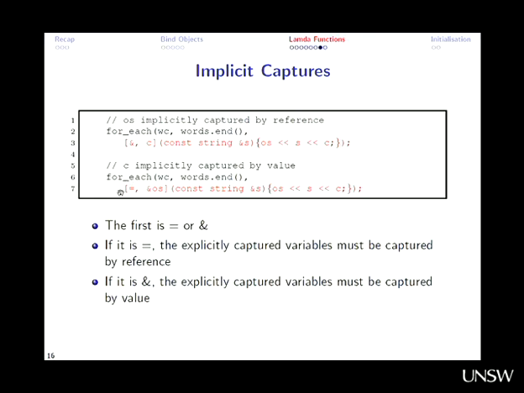Using the equals, everything gets captured by reference. Sorry, I've got that the wrong way around. With equals, it's captured by value, with the exception of the things that go afterwards, which are captured by reference. With the ampersand, everything's captured by reference, except if you put stuff afterwards, it gets copied by value. So you can, if you want to, copy everything in, or reference everything in.